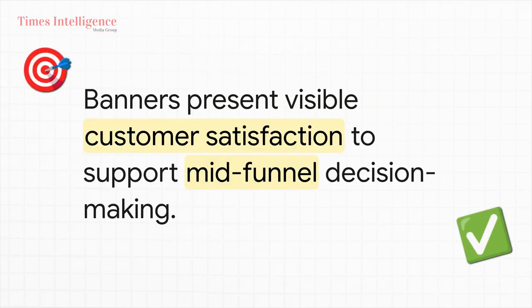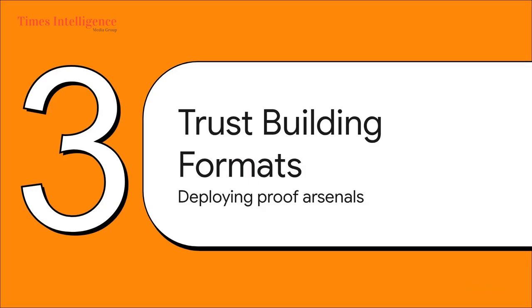So how do we actually apply that science? Well, enter social proof banner ads. These present visible proof of customer satisfaction specifically to support mid-funnel decision-making, and that timing is absolutely key. At this mid-funnel stage, the buyer already knows what the product is, but they're actively weighing its reliability and its value. By presenting this visible proof, you effectively reduce that friction and validate their buying decisions right when they're sitting there on the fence.